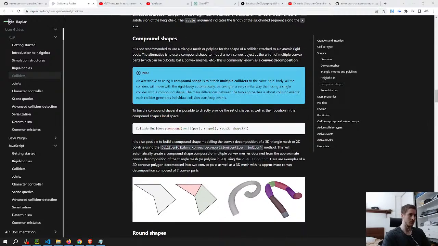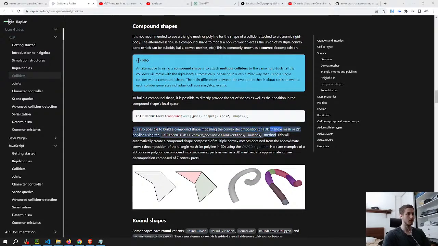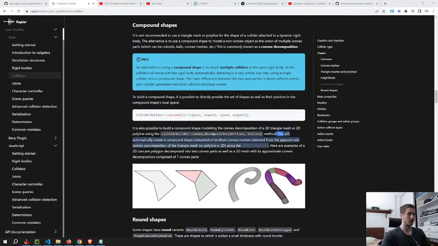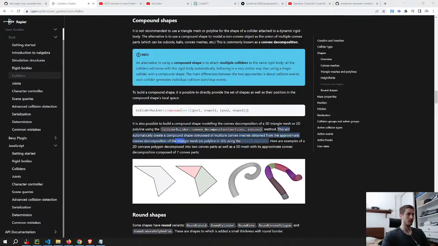ColliderBuilder::compound(vec![(pos1, shape1), (pos2, shape2)]). It is also possible to build a compound shape modeling a convex decomposition of a 3D triangle mesh or 2D polyline using the ColliderBuilder::convex_decomposition(vertices, indices) method. This will automatically create a compound shape composed of multiple convex meshes obtained from the approximate convex decomposition of the triangle mesh or polyline in 2D using the V-HACD algorithm.